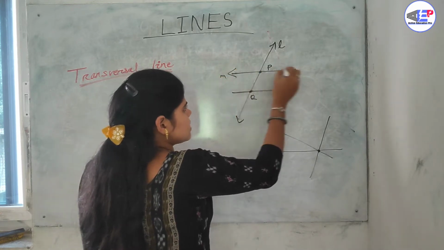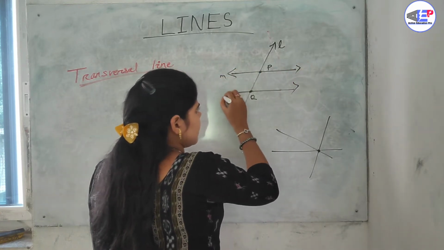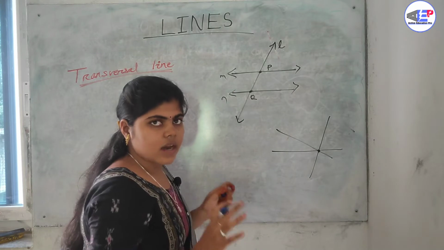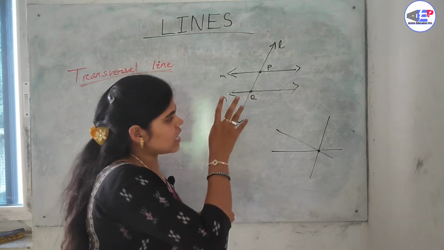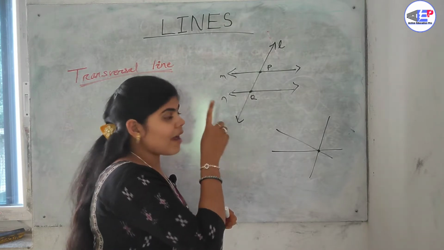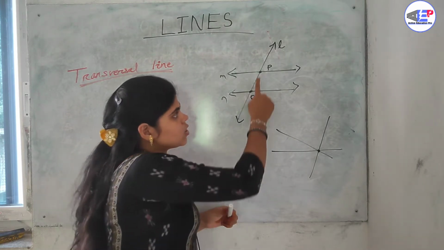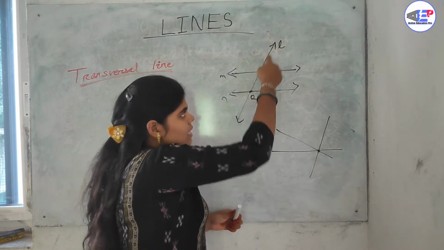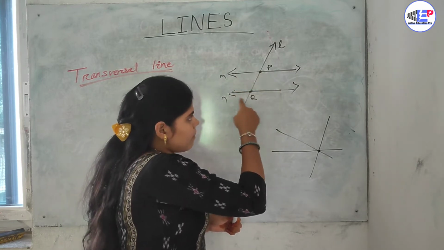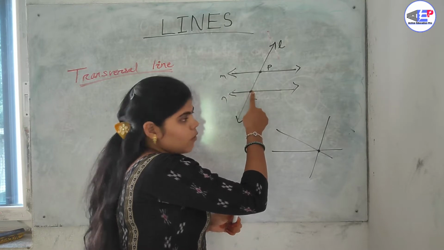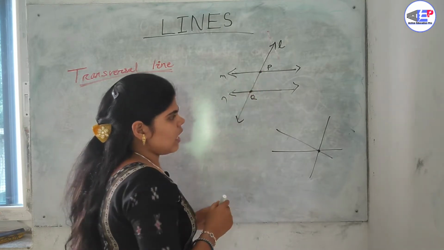Suppose this line is M and this line is N. Here M and N are two parallel lines and L is a transversal line because this transversal line passes M and N at two distinct points. This is P and this is Q. This line L passes line M at point P and passes line N at point Q. So this is a transversal line.